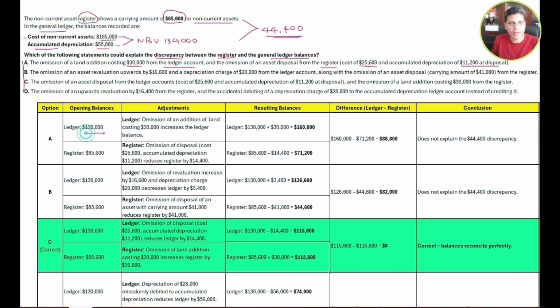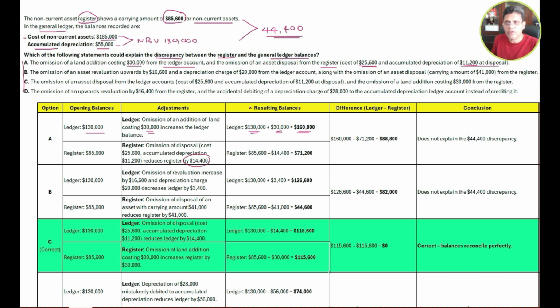Okay, so if you look at the ledger balance, this 30,000 is omitted from the ledger. So if you correct this, you need to add back this 30,000. As a result, the difference of 130,000 will increase by a further 30,000. The total balance will be 160,000. On the other hand, if you look at the omission of the asset disposal from the register, now the cost of the asset is 25,600 and the disposal value is 11,200.